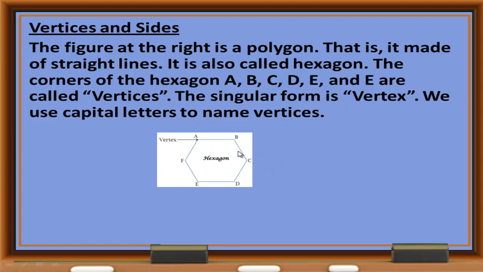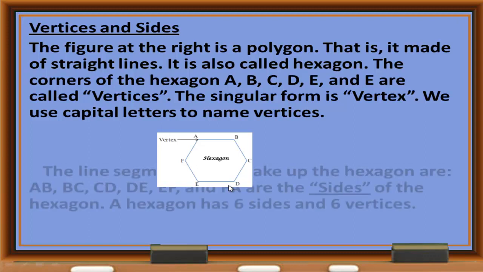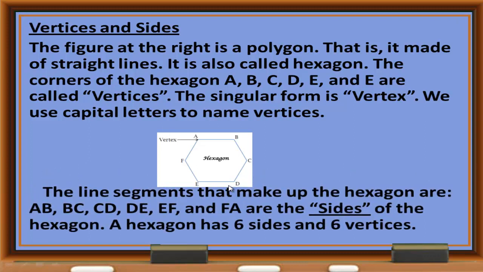These corners are vertices and AB is a side, BC is second side, CD is third side, DE is fourth side, EF is fifth side, FA is sixth side. The line segments that make up the hexagon are AB, BC, CD, DE, EF, and FA. These are the sides of the hexagon. A hexagon has 6 sides and 6 vertices.